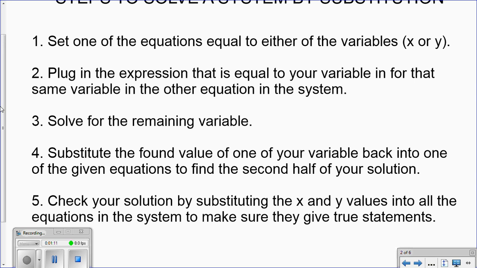Substitute the found value of one of your variables back into the given equations to find the second half of your solution. Check your solution by substituting the x and y values into all the equations in the system and make sure they give true statements. That is very, very wordy, and I'm sorry, so if you didn't finish writing it, pause the video. But it's going to make sense when we do it. So let's go ahead and try one.